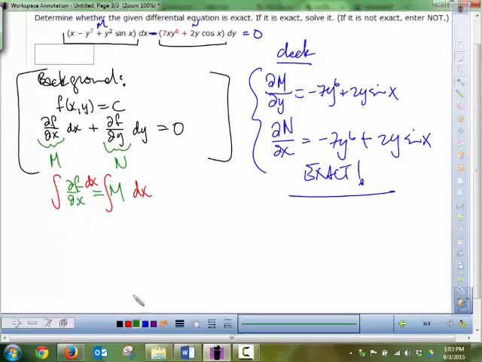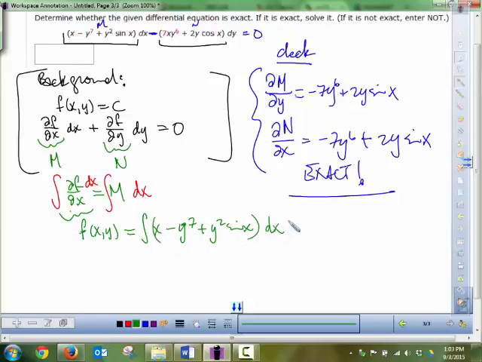So let's do that. I'm hoping for f here, so I'm going to boldly call it f and hope that it's going to be okay. It's a function of x and y. Now I want to essentially take the integral of m. Where's m? Not this one, not the check part, but the original m: x minus y to the 7th plus y squared sine x. I want to take that whole term and integrate it with respect to x.